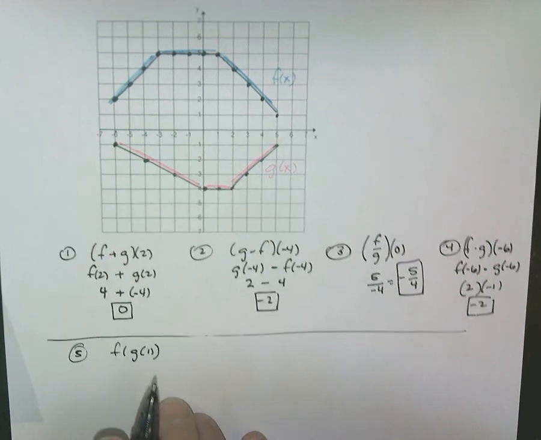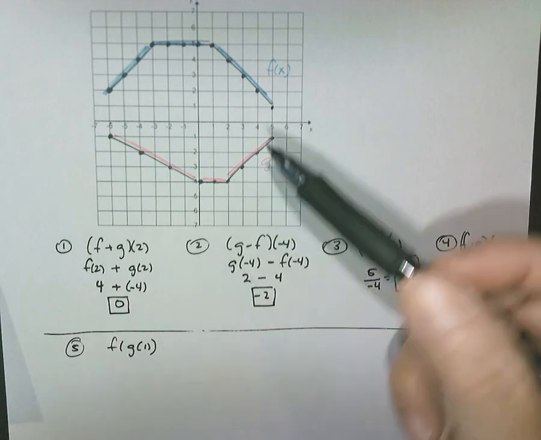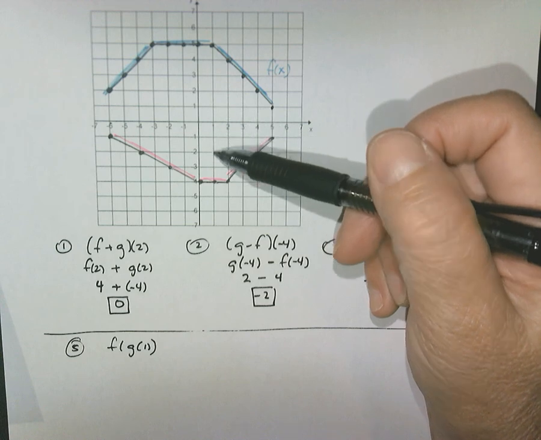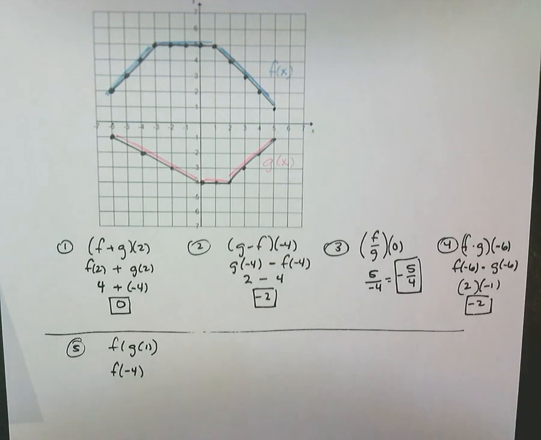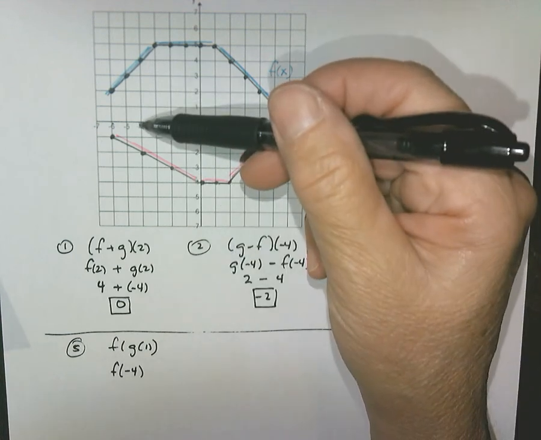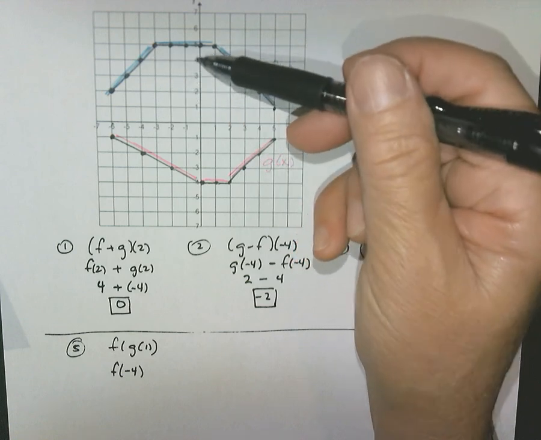Okay, still working from the inside out. So the first thing I want to find is g of 1. So I come up here where x equals 1, and I go to the pink function because that's g, and I get negative 4. So that means I want f of negative 4. Then I come to the negative 4, and I move up to the blue function, since that's the f, and I get 4.